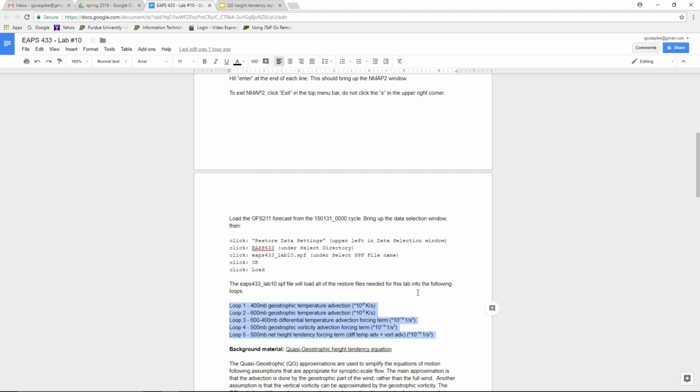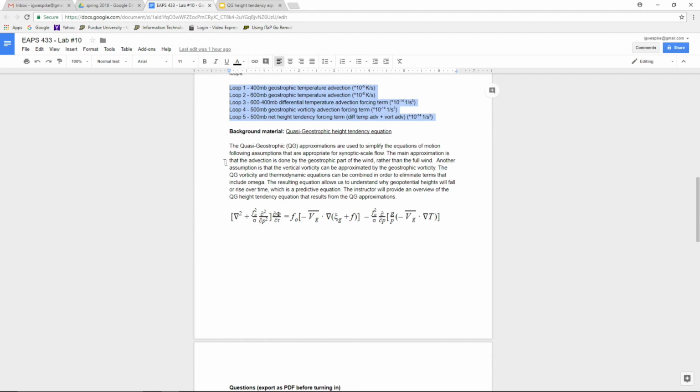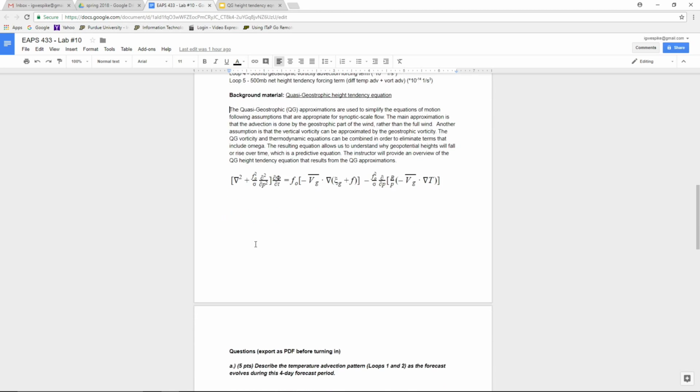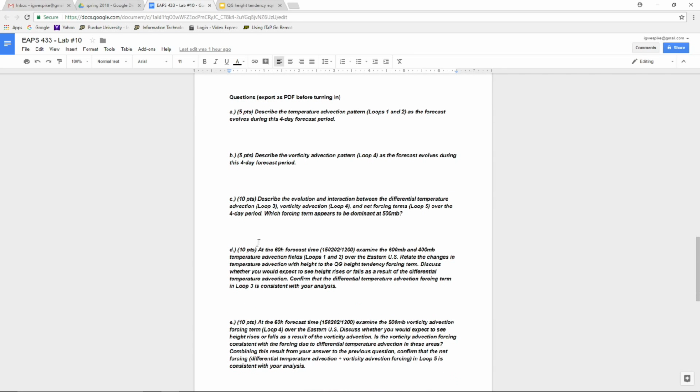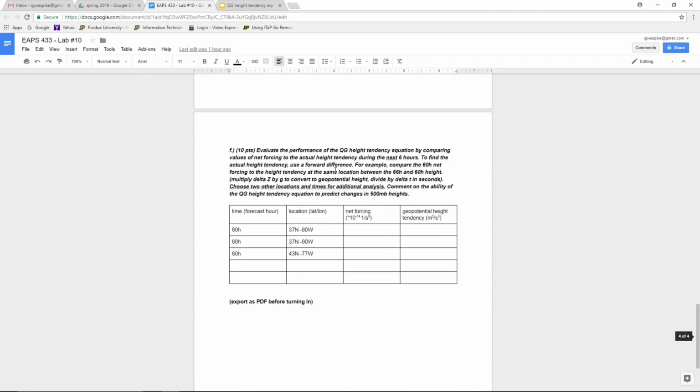So there's 5 different loops that you'll look at for this lab, and they should be in the different loops, which you can access using the middle loop selector and change between them, or using the function keys: F1 is loop 1, F2 loop 2, etc. So we'll go through the background material for the QG height tendency equation, and then there's questions for the lab, so please enter your answers and export this as a PDF before you turn it in to Blackboard.